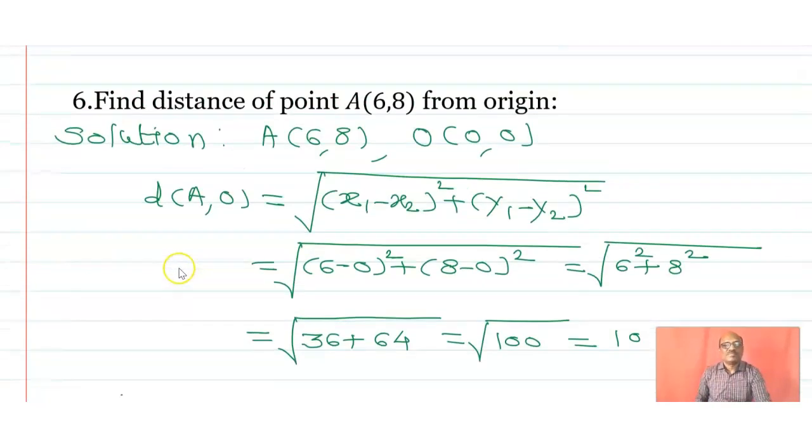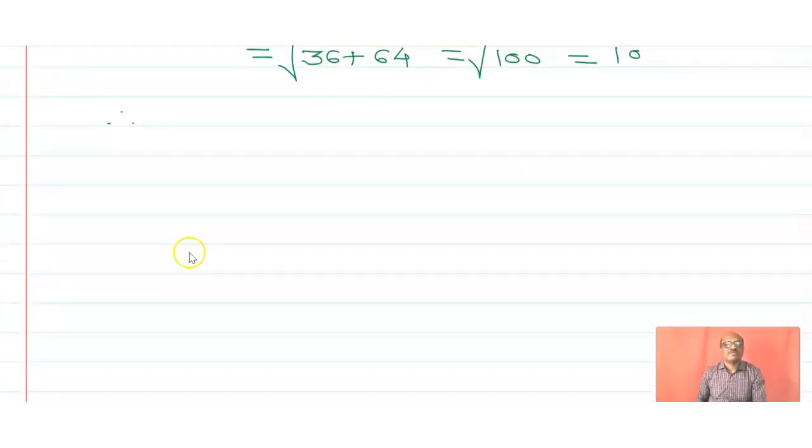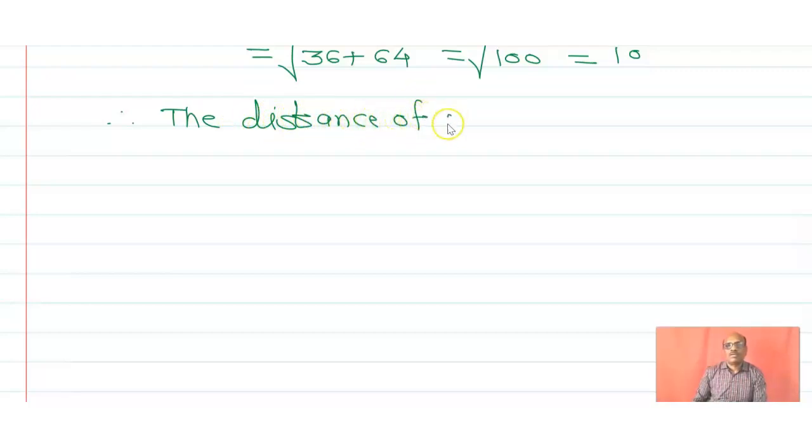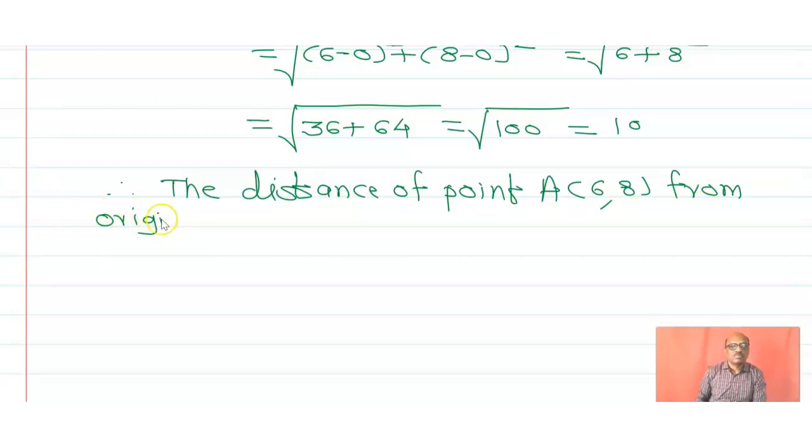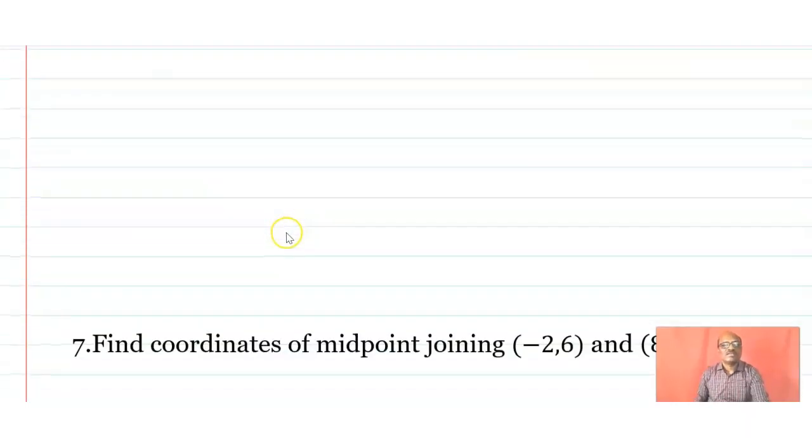Therefore, the distance of point A, whose coordinate was 6, 8, from the origin is 10. Now the next problem.